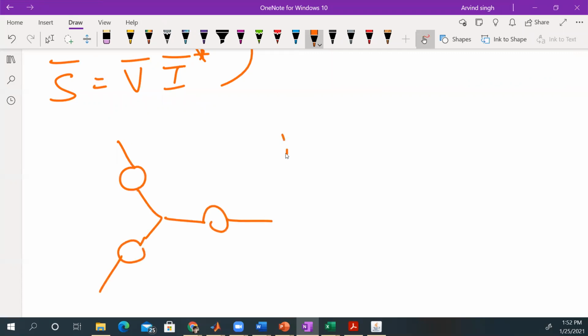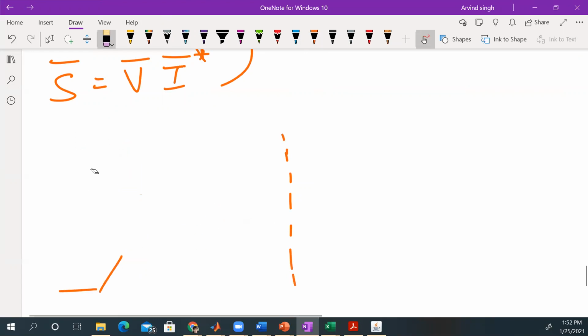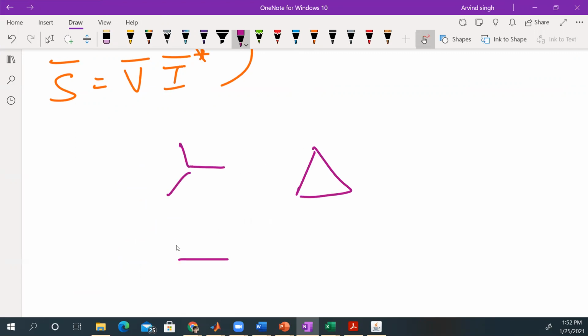Right, so you have a delta Y on this side, and, let me just draw it simpler, let's say you have a Y to delta here, and you have a Y to Y here, right? So this is your transformer. These are your two transformers.